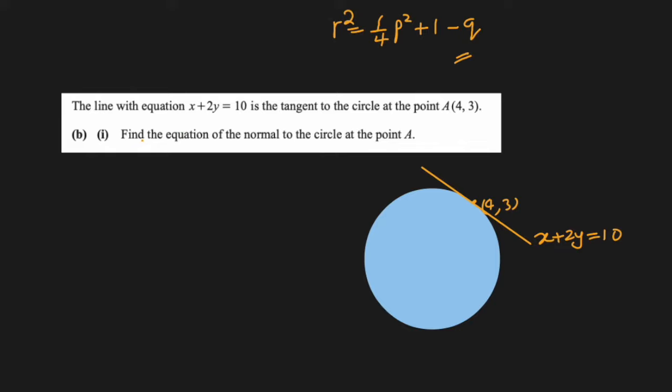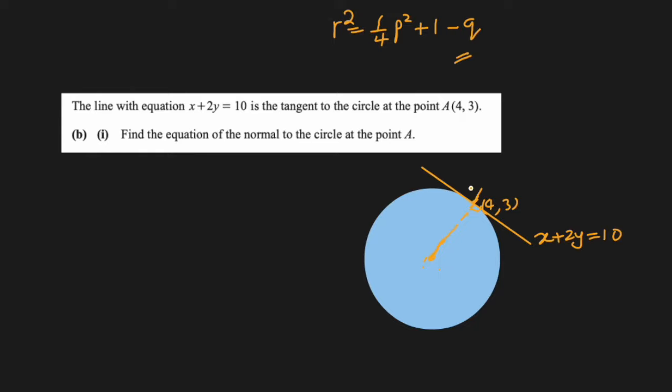Okay, find the equation of the normal to the tangent at point A, the same point. So if a 90 degree angle is drawn, this is the normal, and it will definitely pass through the center. Why? Because a line at 90 degrees to the tangent is always along the radius of the circle. So this will pass through the center. Okay, that is for sure.